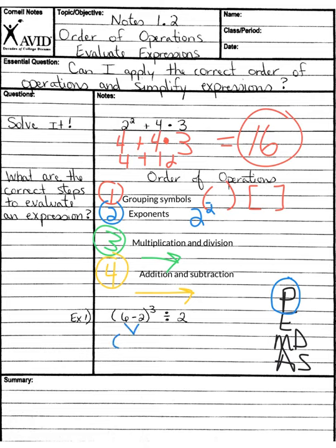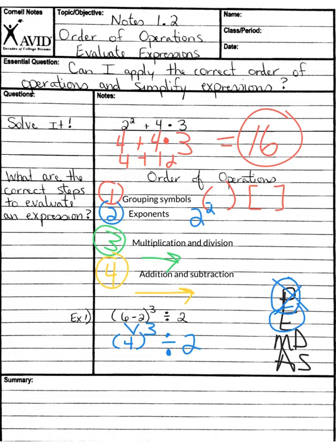So 6 minus 2 is 4. I bring everything else down. I brought down my parentheses. I brought down my exponent to the power of 3. Bring down my division. And bring down the 2. So I took care of my parentheses first. The next thing you're going to ask yourself is, do you have exponents? And the answer is yes. So we need to take care of our exponents.